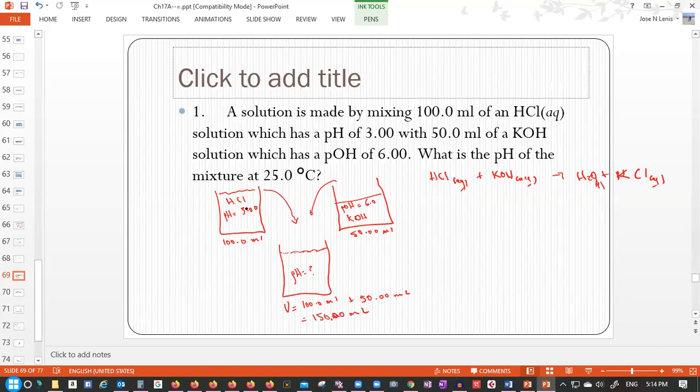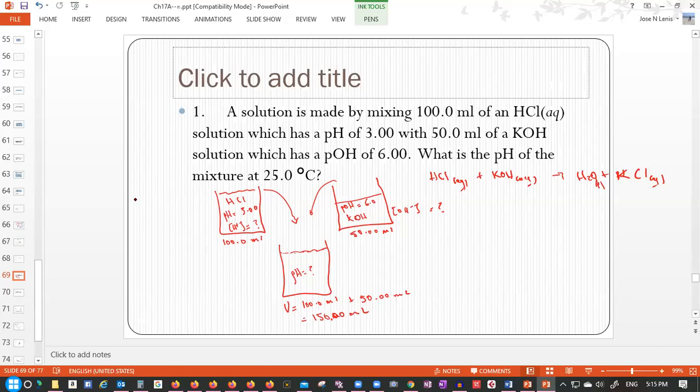Here we know the pH. What can we do? What can we do with the pH? Remember, from here we really need to know exactly what the concentration of H+ is. And here, what we really need to know is the concentration of OH-. We can find that.